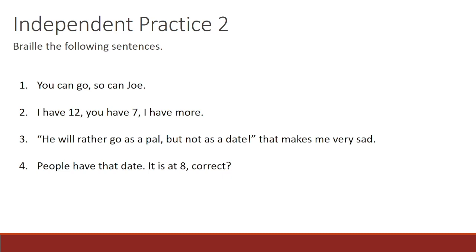Number 3, period. Open quote, he will rather go as a pal, but not as a date, close quote. That makes me very sad, period. Number 4, period. People have that date, period. It is at 8, correct?